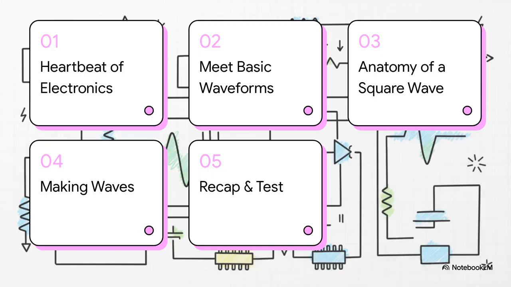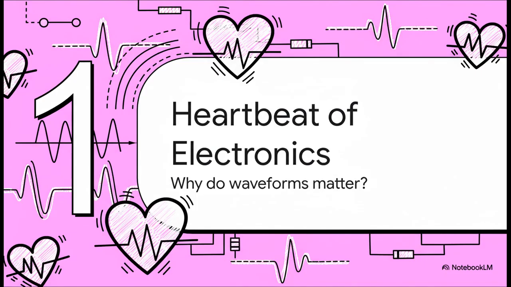So here's our game plan. First, we'll get the big picture. Then we'll meet the basic waveform shapes. After that, we'll dissect the most important one, learn how they're actually created, and then we'll finish up with a super fast recap to make sure it all sticks. All right, let's dive into section 1. Let's really get to the bottom of this.